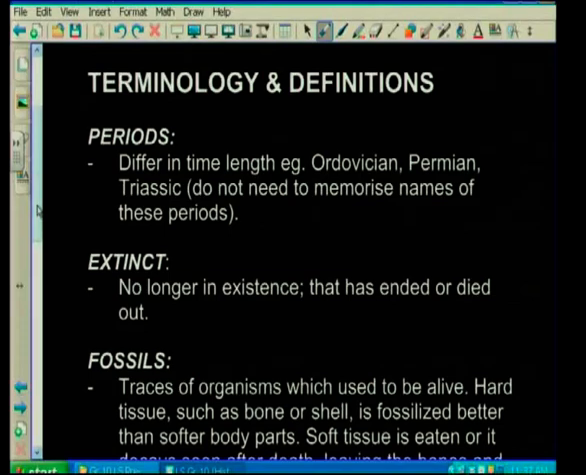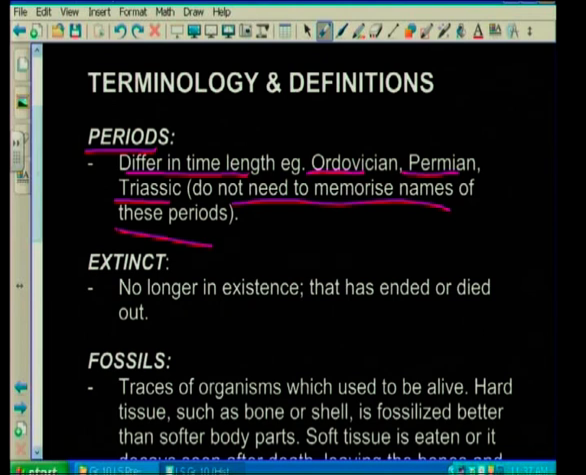Let us look at some of the important things that you need to focus on. The periods. Remember that periods differ in length. That is the Ordovician period, the Permian, and the Triassic. You do not need to memorize the names of these periods, but what we need to know is that the eras are divided into periods of different lengths.